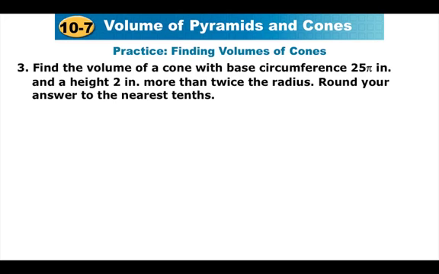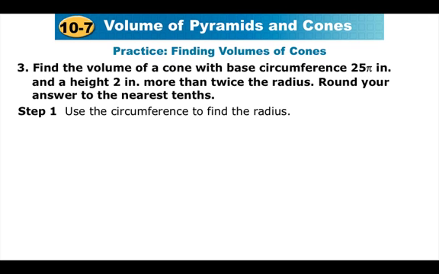It says find the volume of a cone with base circumference 25 pi inches and height 2 inches more than twice the radius. Round your answer to the nearest tenth. Here they don't give you a picture, they just give you the following information, and you're going to have to find the missing information to find the actual volume of this cone.